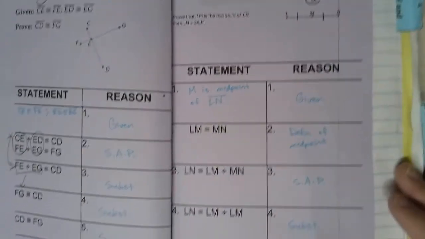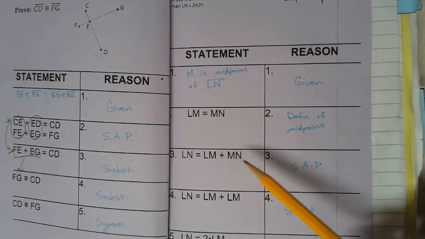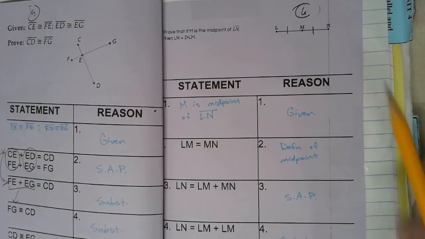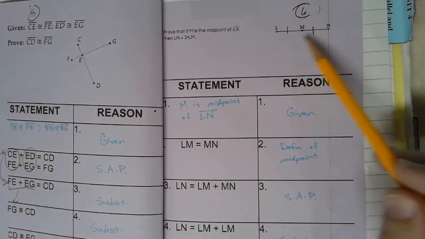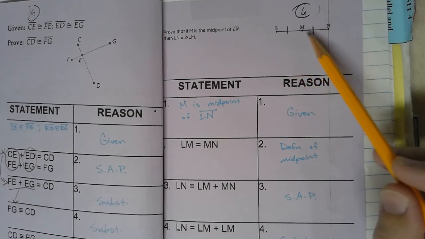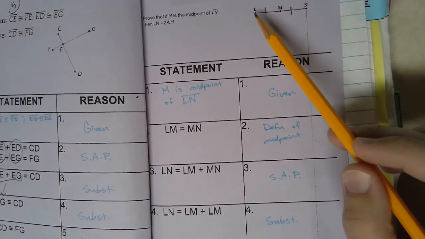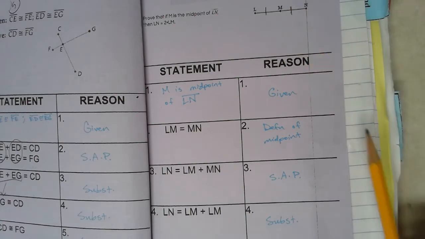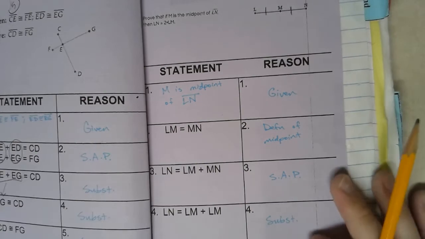Okay, next up, statement 3. LN is equal to LM plus MN. Well, I haven't really seen LN at this point except knowing that it's the whole picture. So if I look at my whole picture, LN is equal to LM plus MN. Well, that looks like the segment addition postulate to me. They're telling me the whole segment is equal to this piece plus this piece added together. So this is going to be using the segment addition postulate.